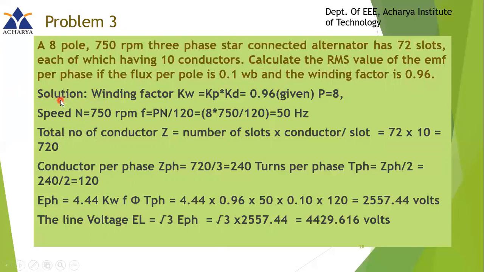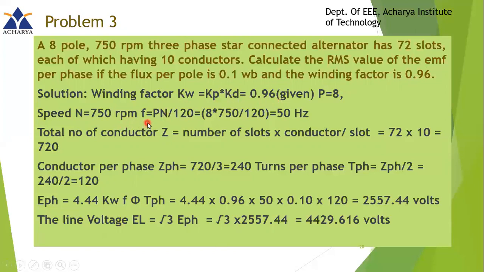So how to do this? First, you write down the given data. Number of poles is given, 8, speed is given. Number of slots is given, conductors per slot is given, and flux per pole is given. They have given you the winding factor here. They have not given the pitch factor and distribution factor. They have given you the winding factor. So you can write down directly Kw is equal to Kp into Kd as 0.96.